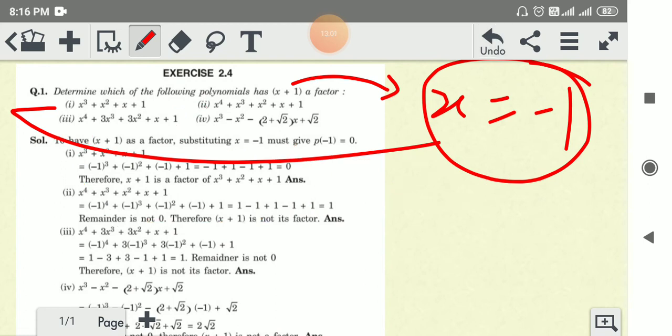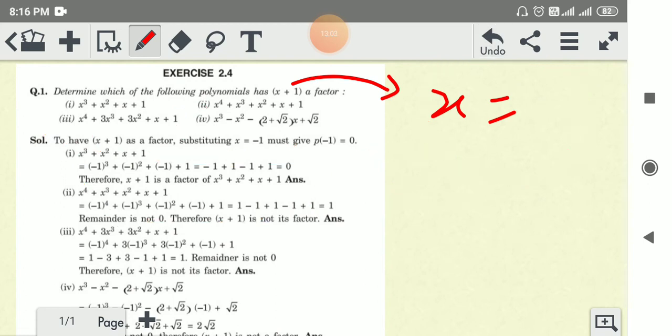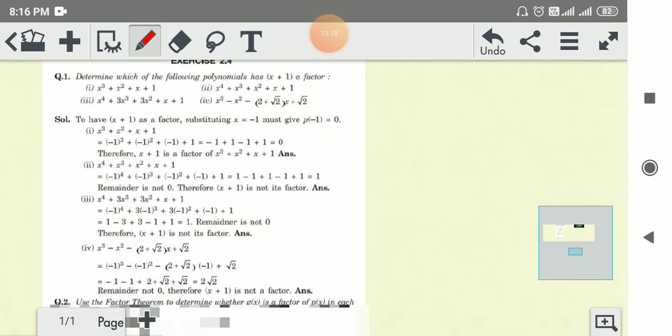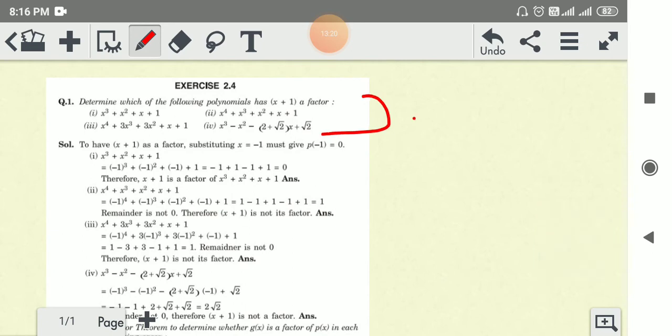Okay, if we get remainder 0, then that will be a factor, x plus 1. Okay, so you can check easily. Question 1 is your homework.